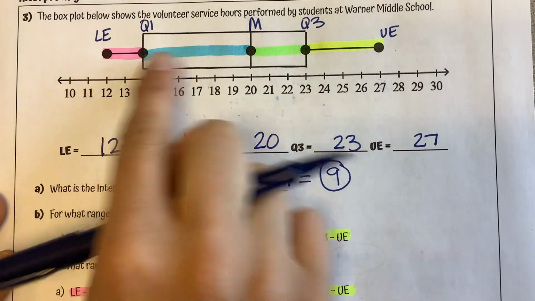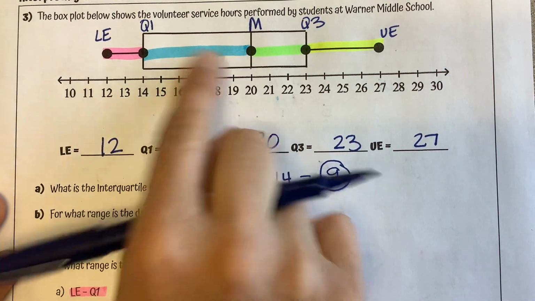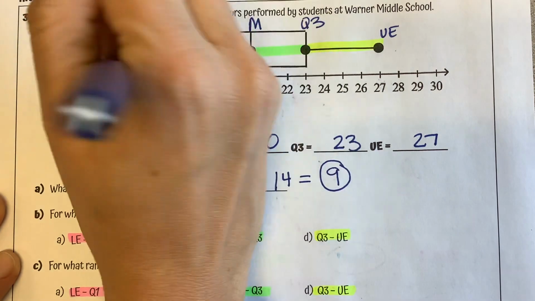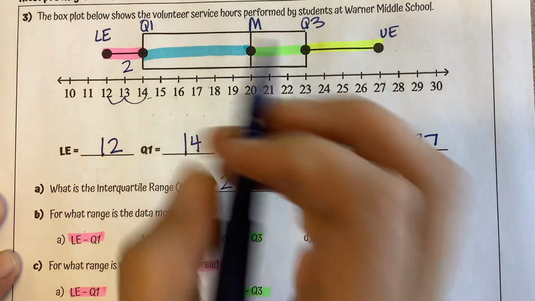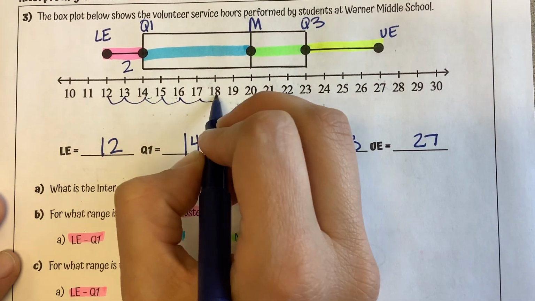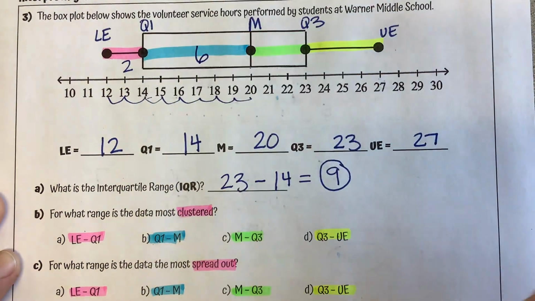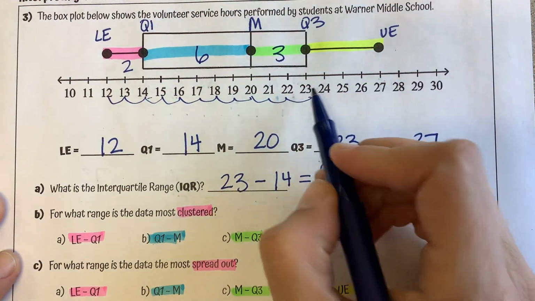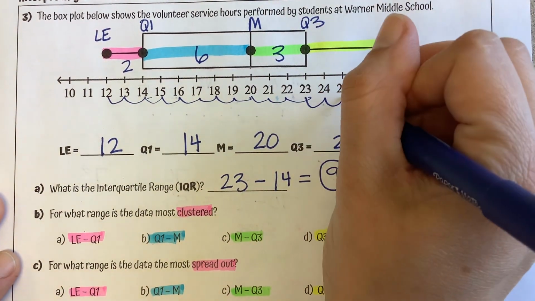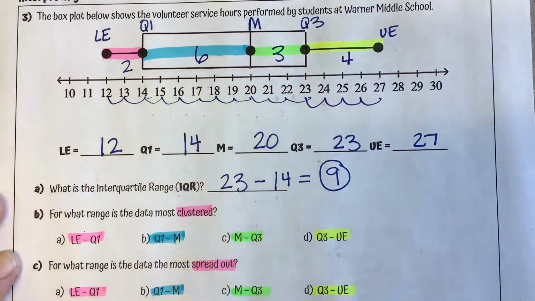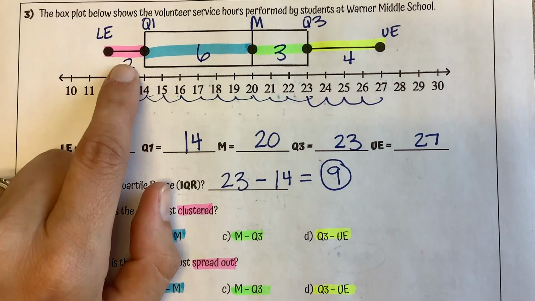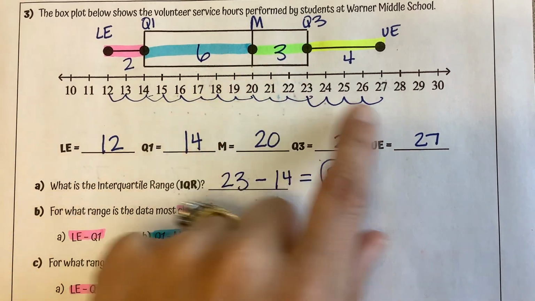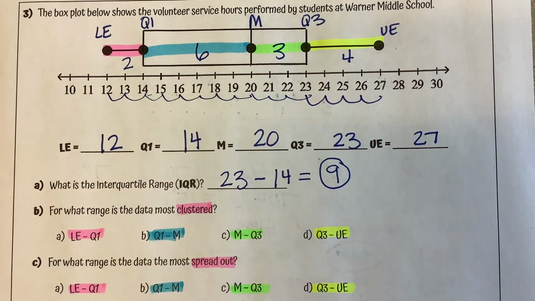And last range, Q3 to the upper extreme. So closest together. To me, not the blue, but I'm going to check each of these. The distance here from 12 to 14 is 1, 2. From 14 to 20 is 1, 2, 3, 4, 5, 6. From 20 to 23, 1, 2, 3. From 23 to 27, 1, 2, 3, 4. So either counting like that or subtracting. 14 minus 12 is 2. 20 minus 14 is 6. 23 minus 20 is 3. 27 minus 23 is 4.